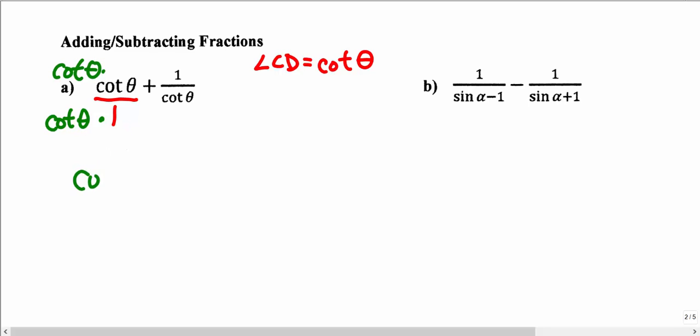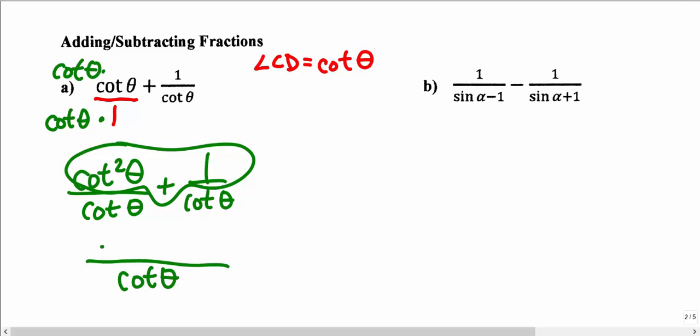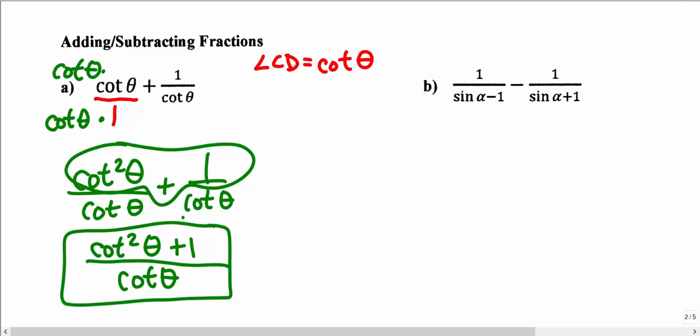And when we do that, we get cotangent squared theta over cotangent theta. And then we're going to add the second fraction to it. Now that they have the same denominator, we can keep the same denominator and combine the two numerators together on top of our new fraction. So that would be cotangent squared theta plus 1 all over cotangent theta.